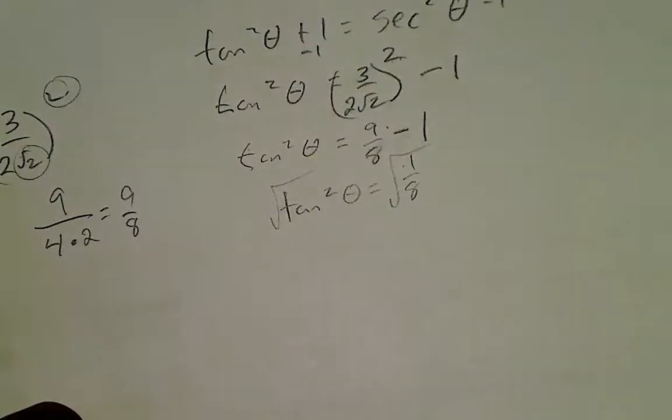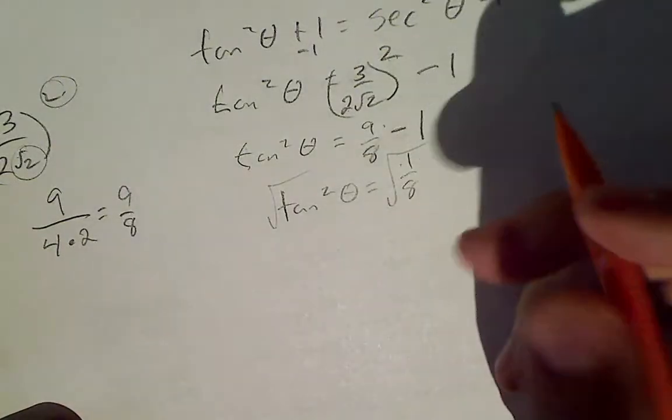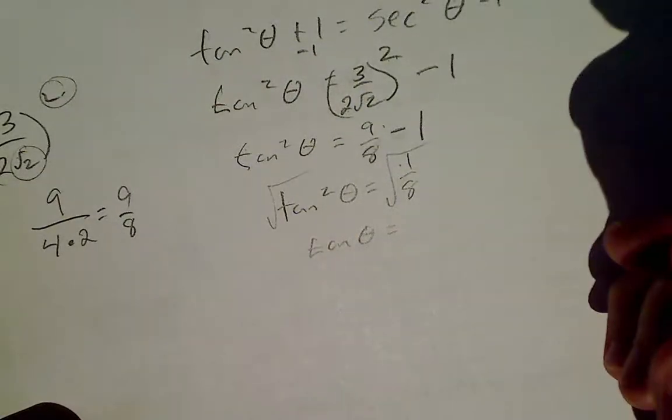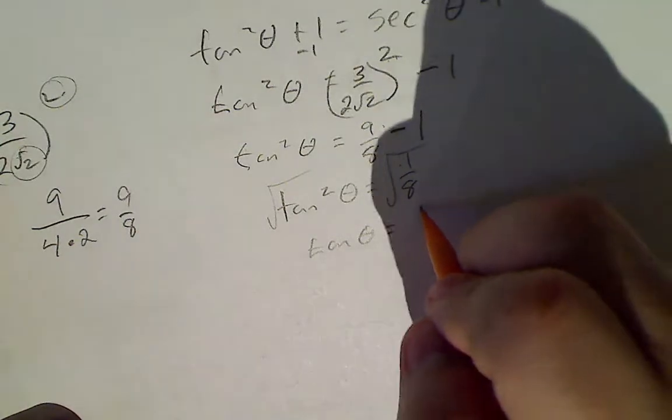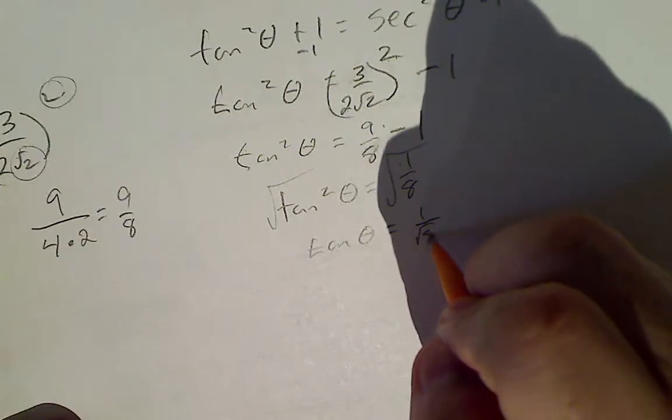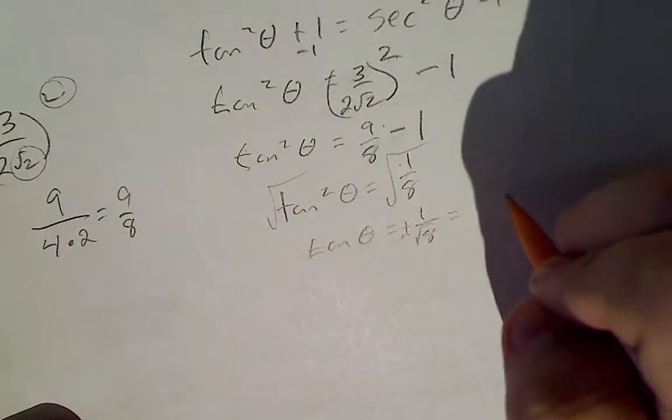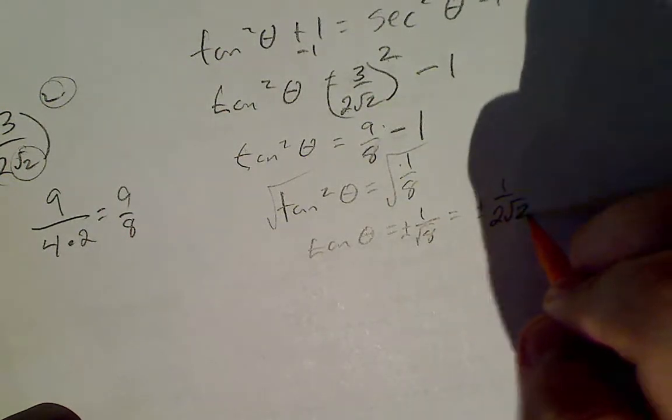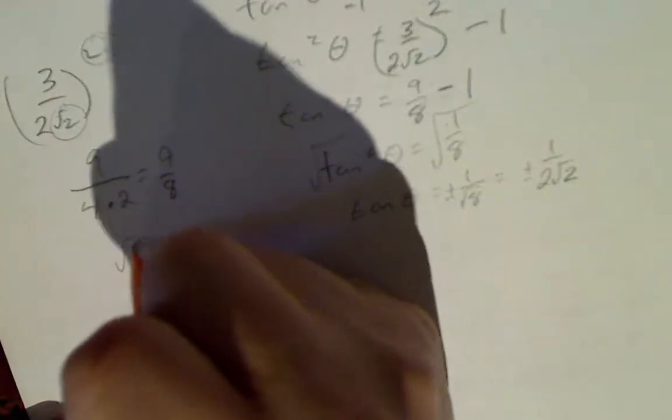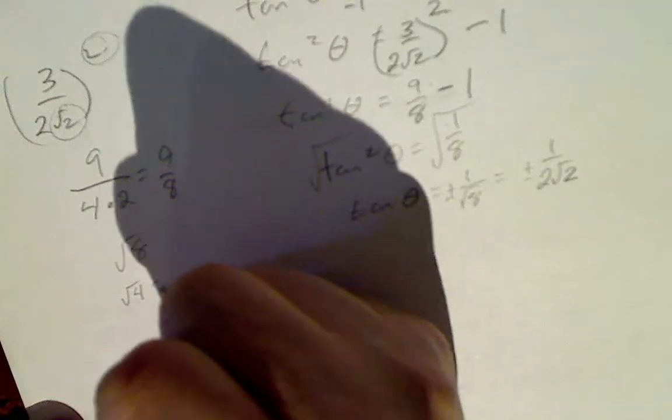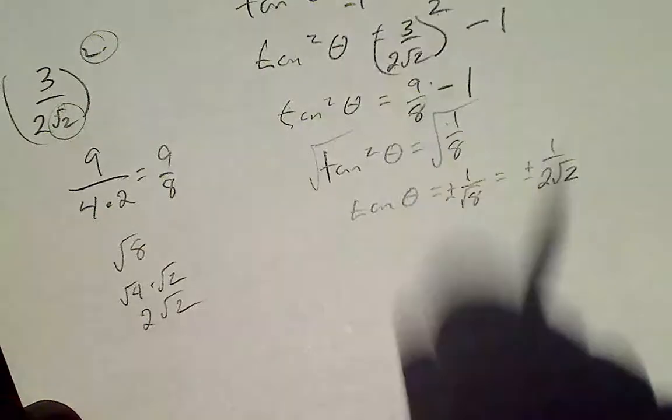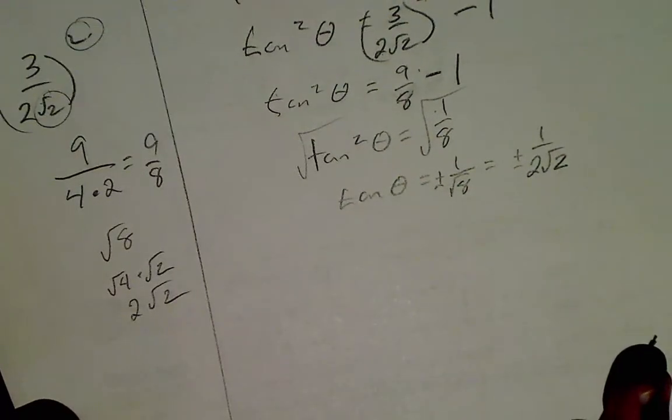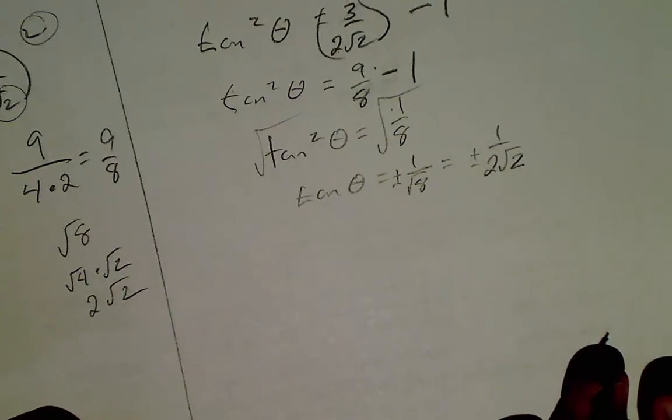Square root. And I get that the tangent of theta is equal to 1 over the square root of 8, plus or minus, which is going to become 1 over plus or minus 2 root 2. And again, the square root of 8 is the square root of 4 times the square root of 2, which becomes 2 root 2. I'm doing all my scratch work on this side, in case you wonder what I'm doing. So here's what I need.